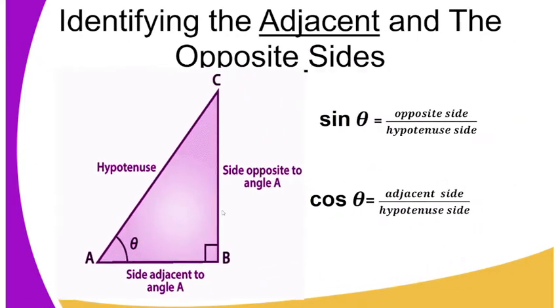So from our diagram, you can see the hypotenuse, you can see the opposite side, and you can see the adjacent side. So sine theta is equals to opposite side divided by what? The hypotenuse side. Sine theta is equals to what? Opposite over hypotenuse. And cos theta is equals to adjacent over hypotenuse. Cos theta is equals to what? Adjacent over hypotenuse. Are we together?